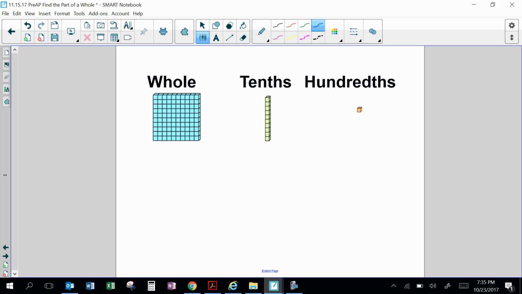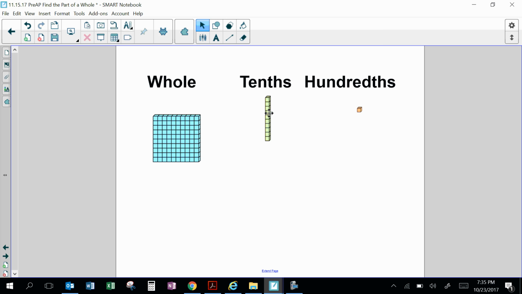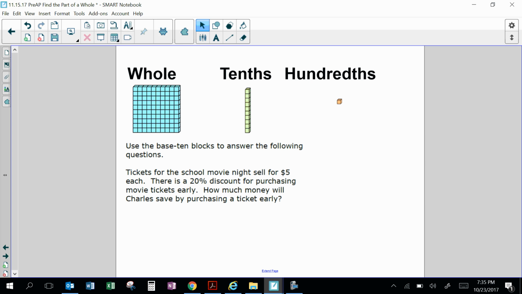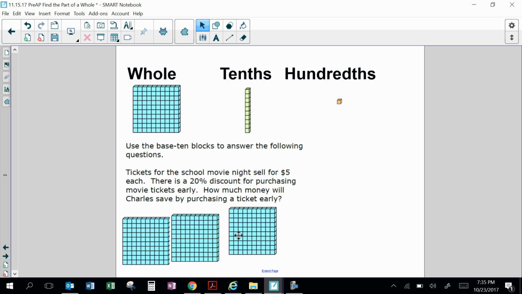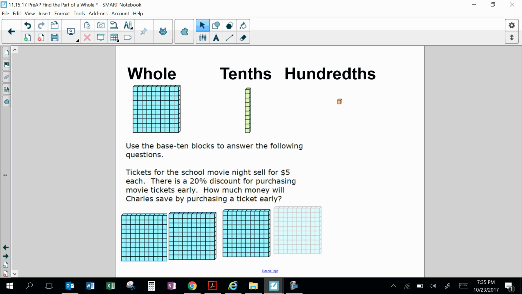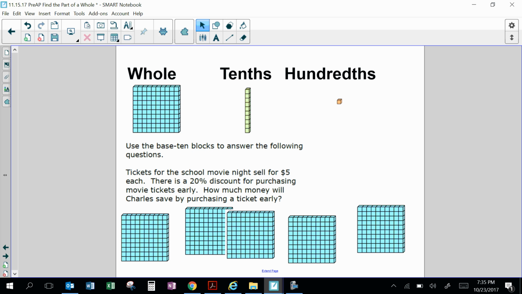So before we continue, this represents a whole. This represents a tenth. This represents a hundredth. Use the base 10 blocks to answer the following question. Tickets for the school movie night sell for $5 each. There is a 20% discount for purchasing movie tickets early. How much money will Charles save by purchasing a ticket early? So these represent wholes. So one whole, two wholes, $3, $4, and $5.